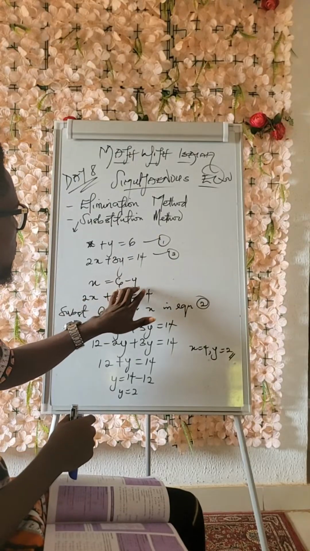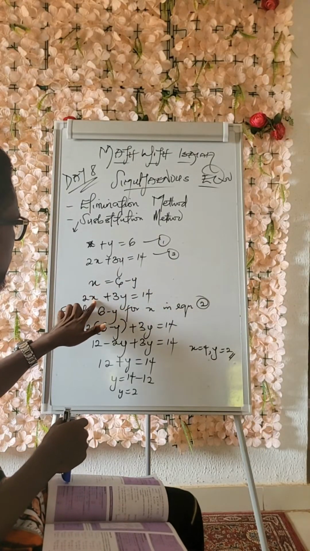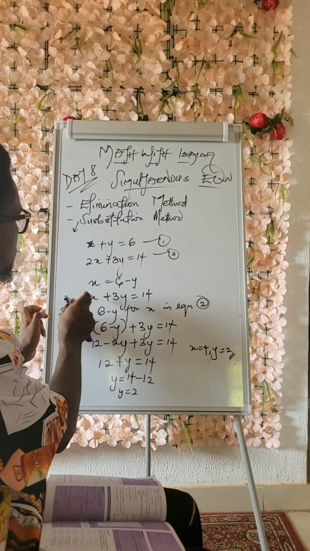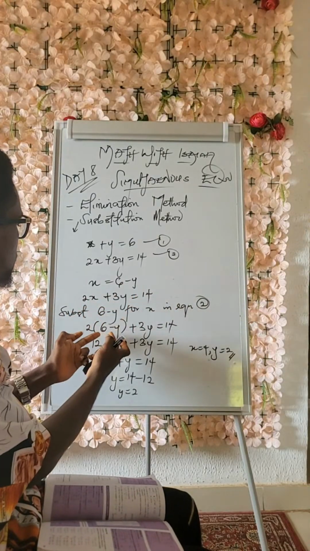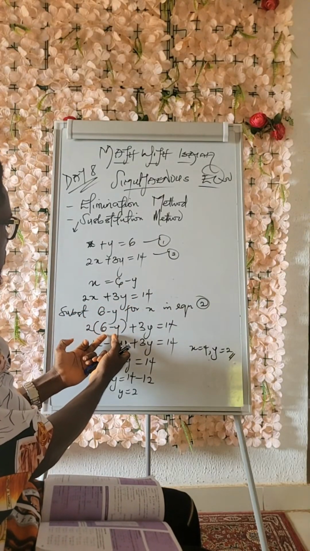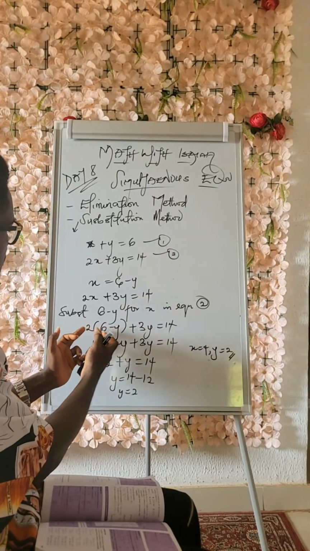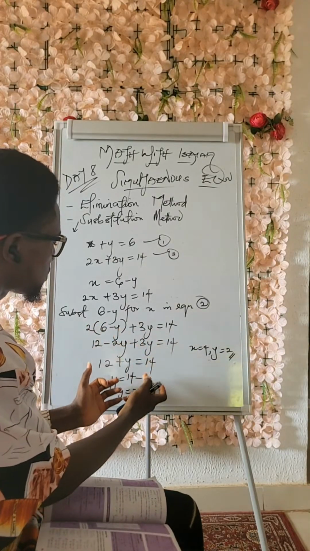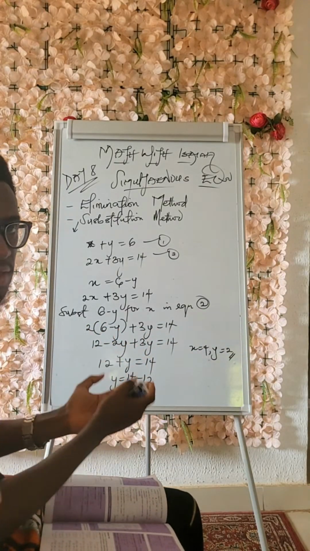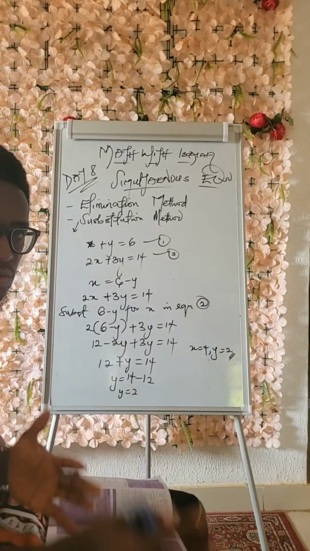We got 6 minus y here for the value of x. So now this is x. So what do we do? We don't want to see x anymore. We want to see 6 minus y. So we put it here. We use bracket because it's 2 terms. Then you open the bracket and then you just solve it normally and you arrive at your answer. So that's how you solve using substitution method.